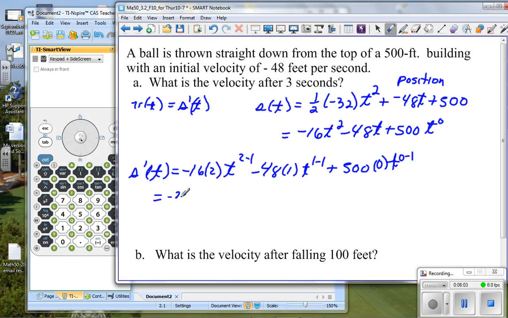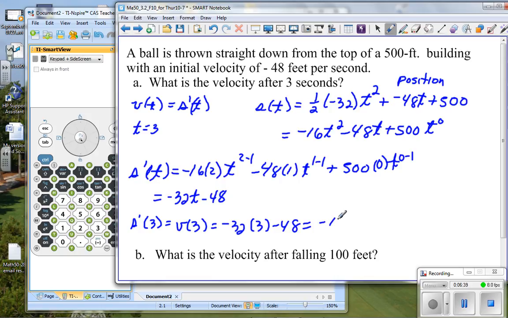So we're going to have here negative 32t minus 48. That's going to be our velocity function. Now it says after 3 seconds. So we have here that t is equal to 3. So we're going to actually look at the derivative at 3 seconds, remembering that that's the same as the velocity at 3 seconds. So negative 32 times 3 minus 48. And if you do those calculations, you come up with negative 144 feet per second.